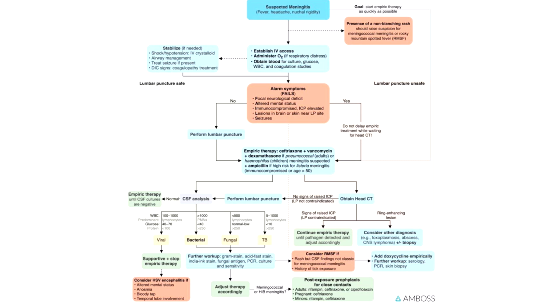Okay, so when suspecting meningitis, for example, a patient presenting with a headache, fever, and nuchal rigidity, then your goal is to start empiric therapy as soon as possible. However, it's important to begin by establishing IV access. You're also going to give oxygen, especially if there's respiratory distress, and then also get some blood labs sent for cultures. And you're also going to be evaluating for glucose, white blood cell count, and coagulation studies.